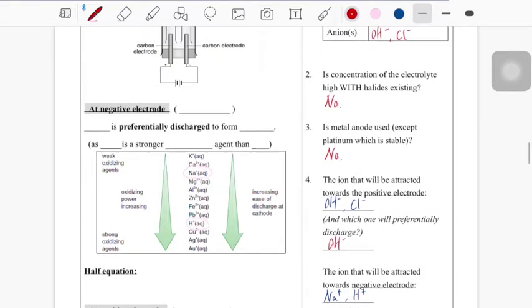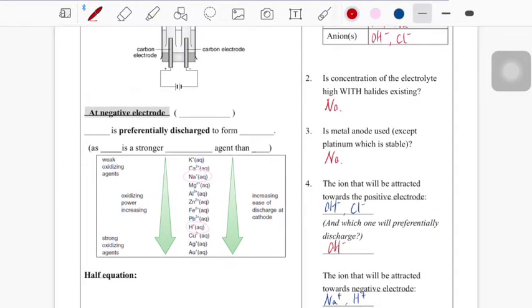Okay, so let's deal with the negative electrode first. As a negative electrode, hydrogen ion is preferentially discharged to form hydrogen gas, as hydrogen ion is a stronger oxidizing agent than sodium ion. Okay, and the half equation would be hydrogen ion turned into hydrogen gas. Make sure you balance the equation and write the state symbols accordingly. Okay, so as it gains electrons, we can also call it the cathode.